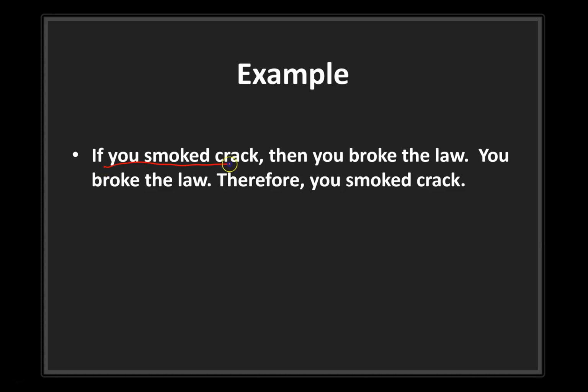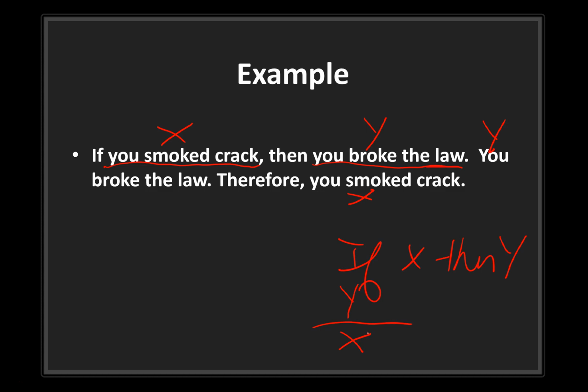If you smoked crack, then you broke the law. And then you've got, well, you broke the law, therefore you smoked crack. So this is going if X, then Y. Well, you got Y, therefore you got X. That's what this is saying, right? So you look at your chart once again and say, hey, this corresponds to affirming, or saying yes to, the consequent, right? Always invalid.